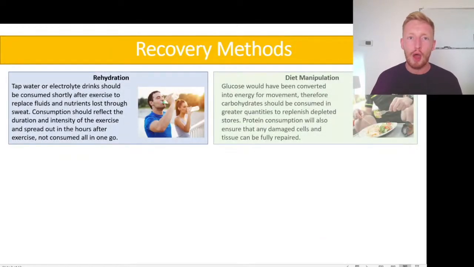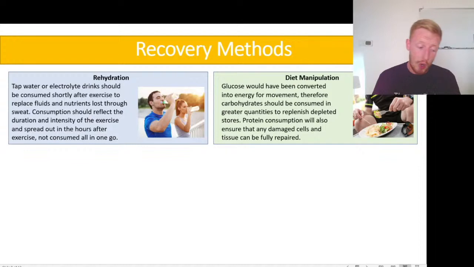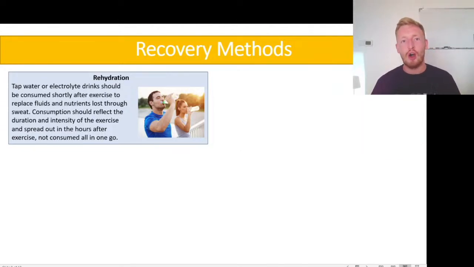So, what are 4 things that we can do post cool down to promote recovery? So this is into the evening, the next day after that, depending on the intensity and duration of the work completed. So the first one is rehydration.